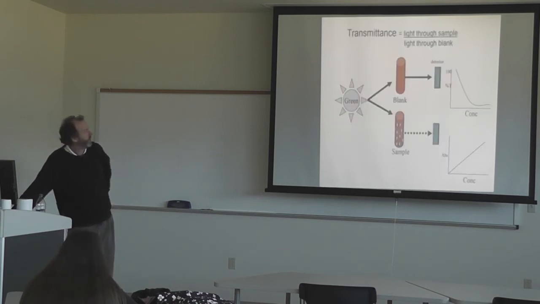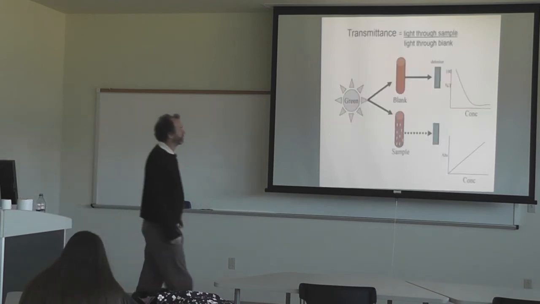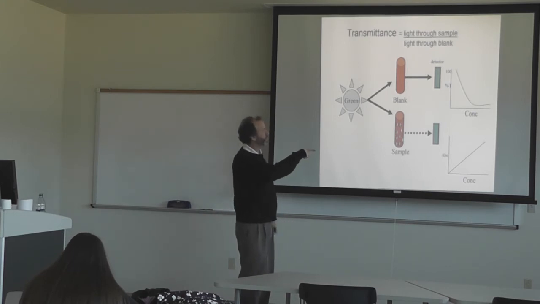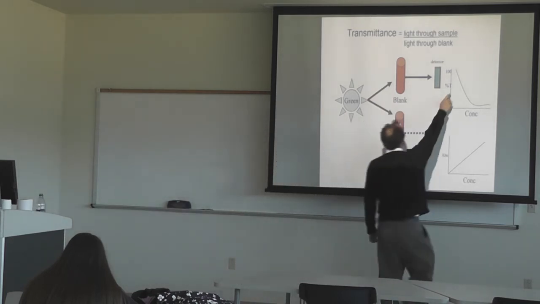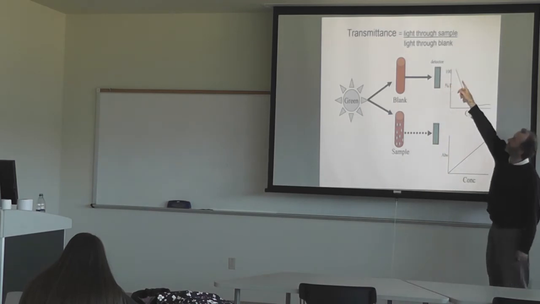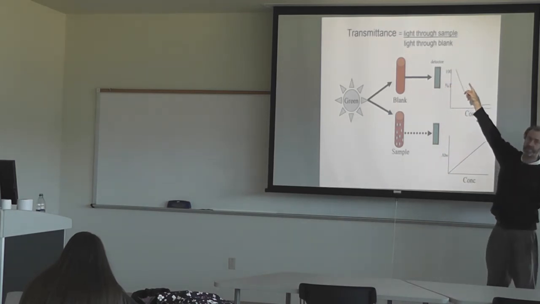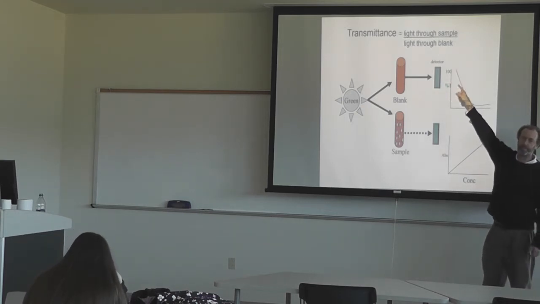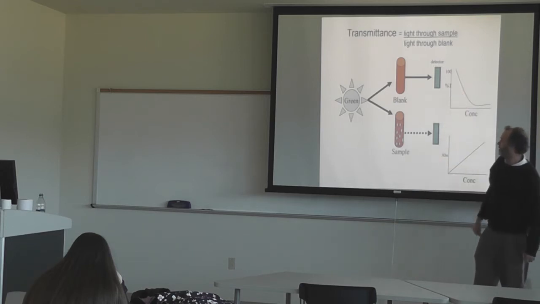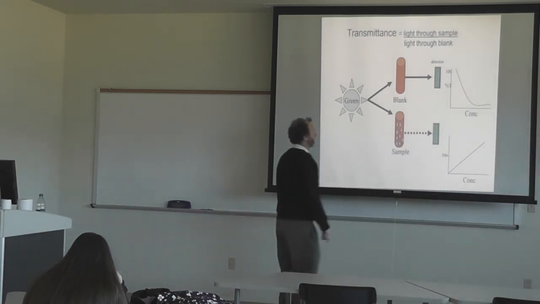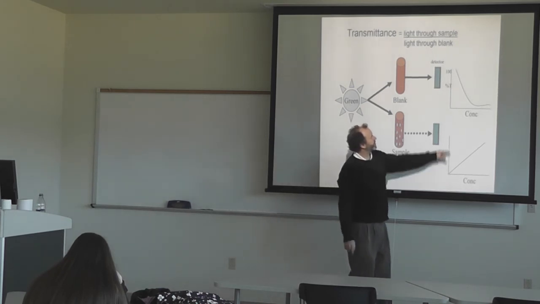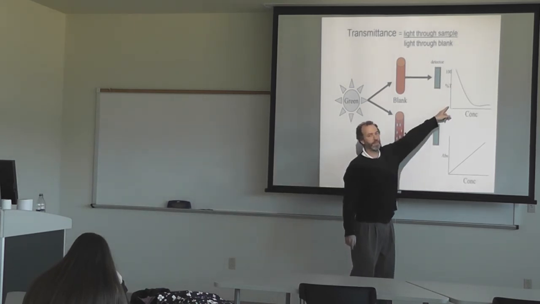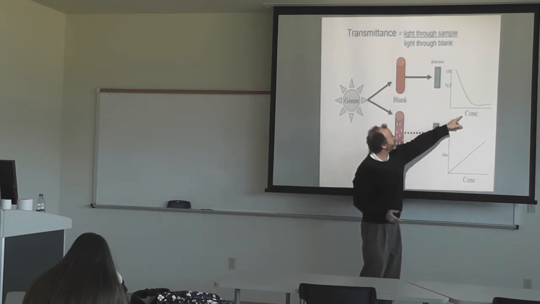So transmittance is the amount of light that goes through the sample divided by the amount of light that goes through the blank. Does that make sense? So you get 100% transmittance when they're equal, right? That's the fraction transmittance. You'd multiply that by 100 to get percent transmittance. So 100% is when the light that goes through the blank is equal to the light that goes through the sample. Absorbance is directly related to concentration, whereas transmittance is negatively related to the log of the concentration.